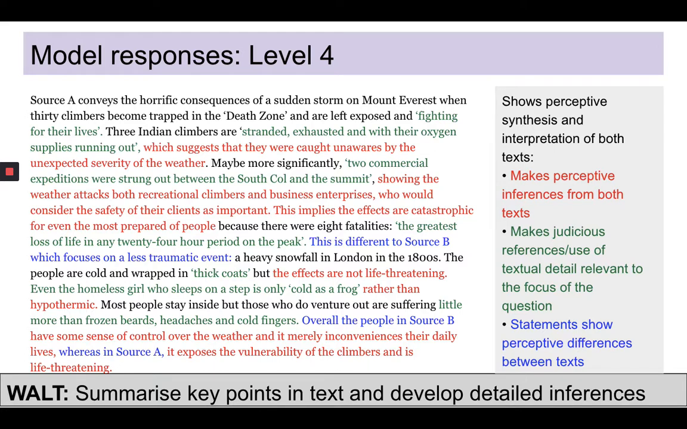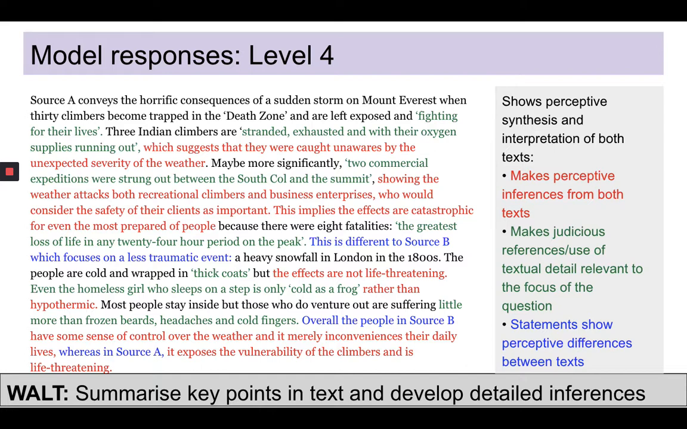So source A conveys the horrific consequences of a sudden storm on Mount Everest when 30 climbers become trapped in the death zone and are left exposed and fighting for their lives. 3 Indian climbers are stranded, exhausted, and with their oxygen supplies running out, which suggests that they were caught unaware by the unexpected severity of the weather. Maybe more significantly, 2 commercial expeditions were strung out between the South Col and the summit, showing the weather attacks both recreational climbers and business enterprises which would consider the safety of their clients as important.